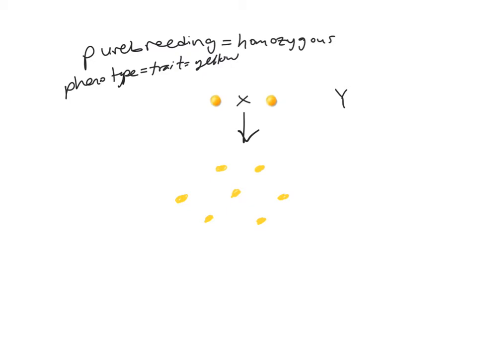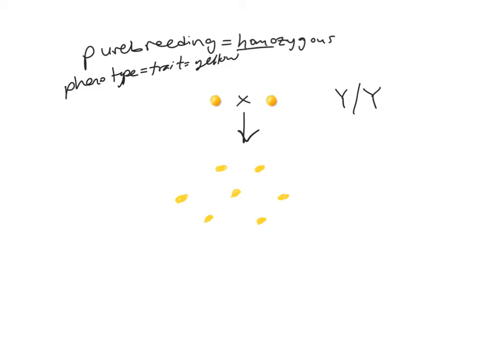Since Mendel did these experiments, we also learned that peas are a diploid species, which means they have two copies of each chromosome. So, to be a pure breeding individual means both alleles, or both versions of each gene, are the same, identical.